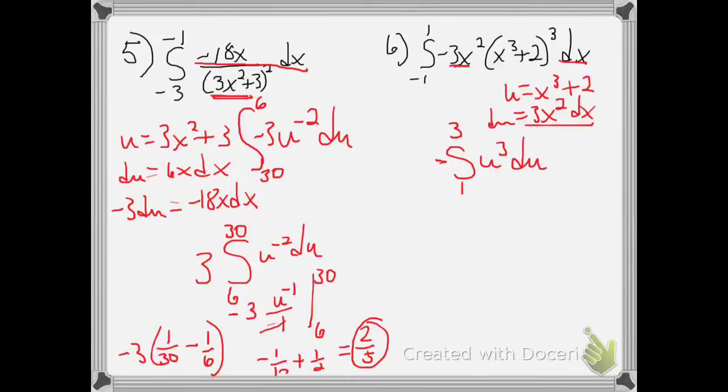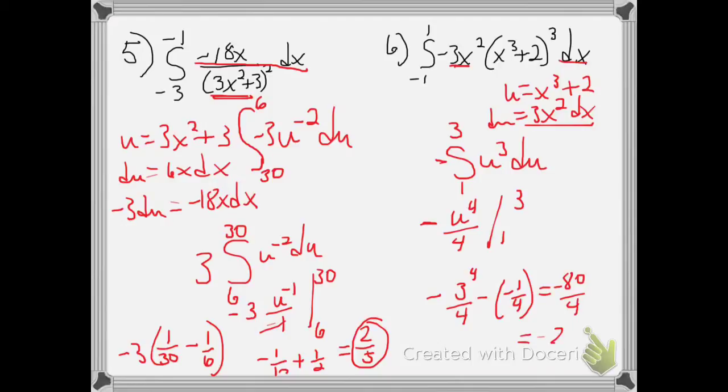Now I need to integrate. I'm going to add 1, so I end up with u to the 4th over 4 from 1 to 3. So I'm going to plug in 3, minus what I get when I plug in 1. And this will be negative 81/4 plus 1/4, which will be negative 80 over 4, which is negative 20.